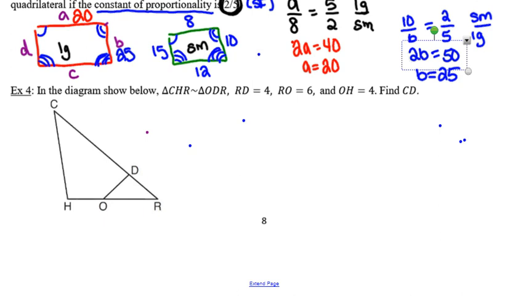So it says in the diagram below, we're given these two similar triangles. We're given some side lengths, which I'm going to label in my triangles. And they're asking us to find the length of CD.